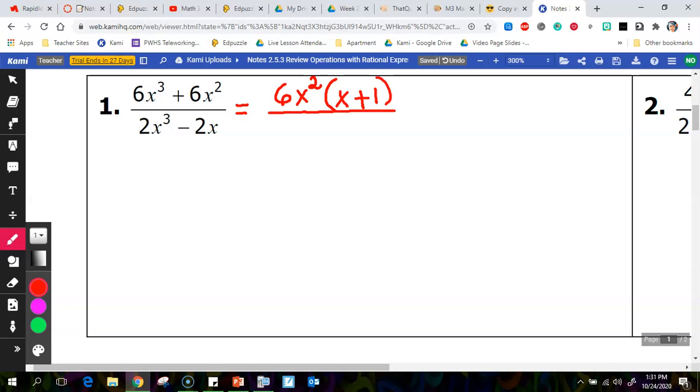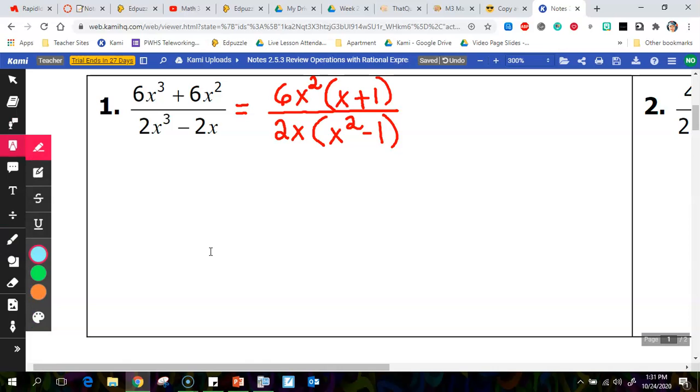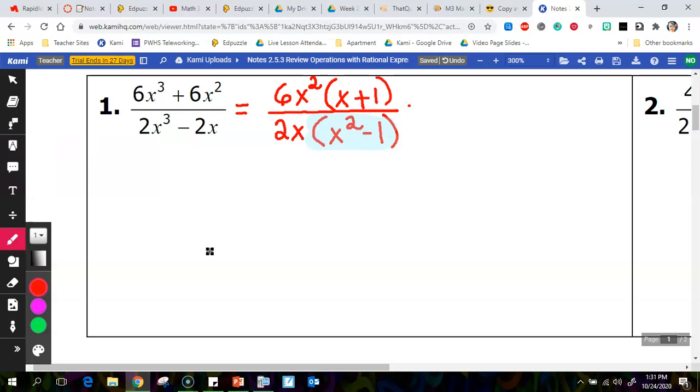And then my denominator, I'm going to take a 2x out of that, and I will have x squared minus 1. Okay, so this part right here is not completely factored. So I still need to finish factoring this. So I'm going to write equals one more time. Numerator, I'm going to bring over what I already did because that one's factored as much as it can be.